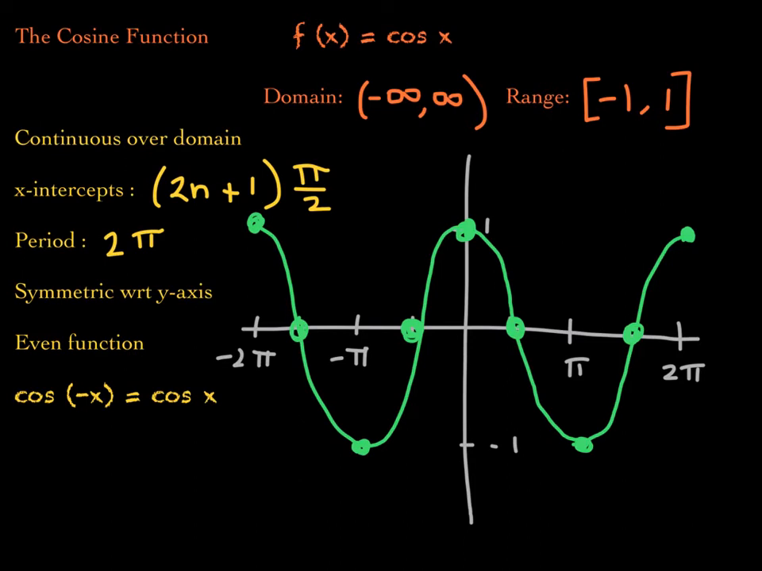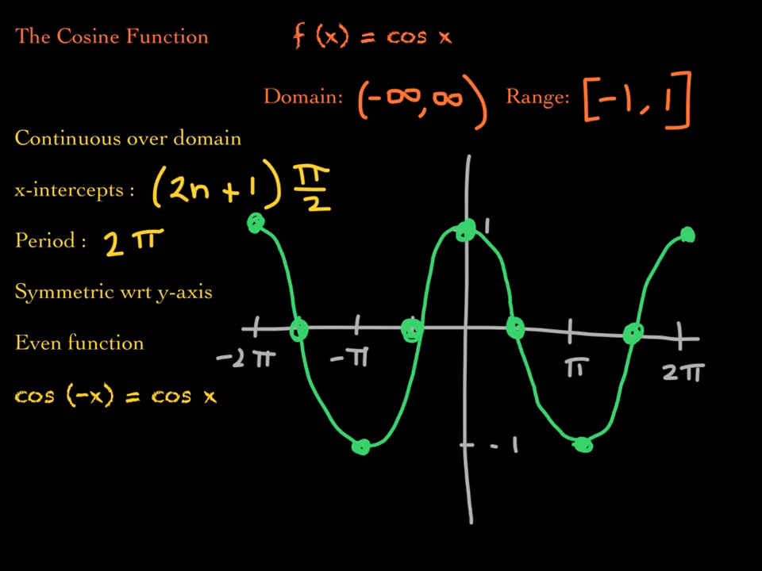All right, here's some observations for the cosine function. First of all, it's continuous over its entire domain, meaning there's no gaps, there's no holes, there's no breaks in the graph at all. You can get the whole graph without lifting up your pencil. The x-intercepts, notice that the x-intercepts are at -3 pi over 2, -1 pi over 2, +1 pi over 2, +3 pi over 2. These are all of the odd multiples of pi over 2. And so this is how we say that, (2n plus 1) pi over 2, where n is any integer, okay?